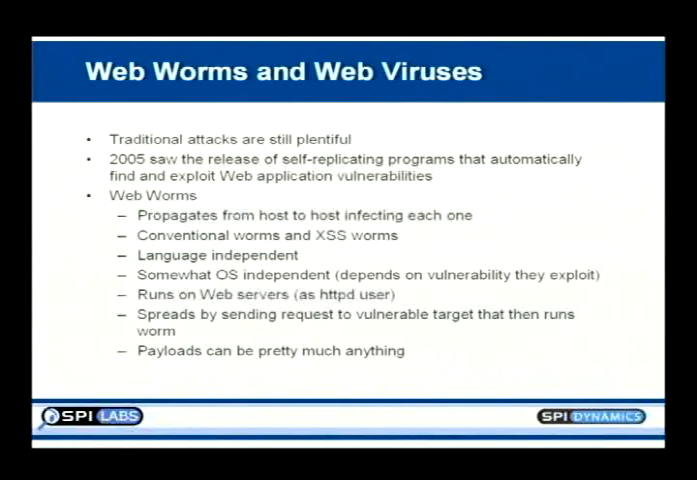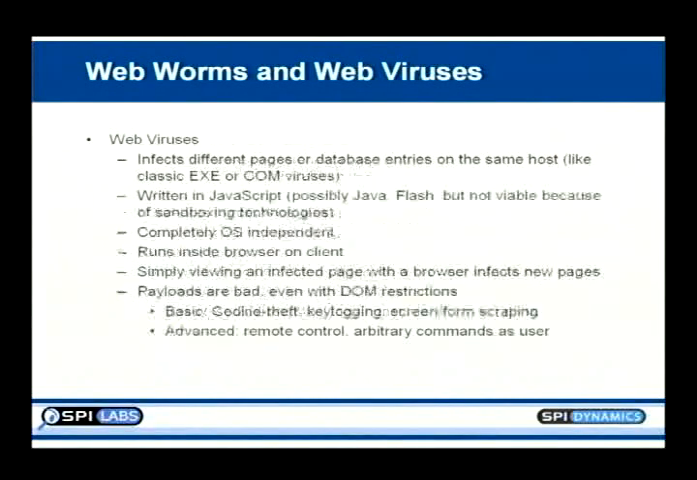These worms run on the web server. I send an attack, I exploit some vulnerability on a web server in a web app, and then I basically get code execution on that server. And then from that server, I use that as a launching pad to find other hosts, and then go to them. But the key is the code execution occurs on the server for these. It spreads by sending requests to a vulnerable target, which then executes the worm, and you continue. Payloads can be pretty much anything for these, because you've got code execution.